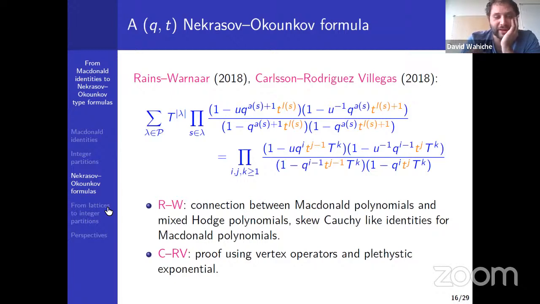And what is fun is the approach. The approaches are quite different. Rains and Warnaar, on the one hand, focus on the connection between Macdonald polynomials and mixed Hodge polynomials, and they derive new skew Cauchy-like identities for Macdonald polynomials, and they're able to find back this kind of formula. On the other hand, Carlsson and Rodriguez-Villegas use a proof using vertex operators and the plethystic exponential. Vertex operators are related to what I'm going to present in this talk, when you look at partitions no longer as a collection of boxes, but with their Maya diagram. So I'm going to get my hands around it afterwards.